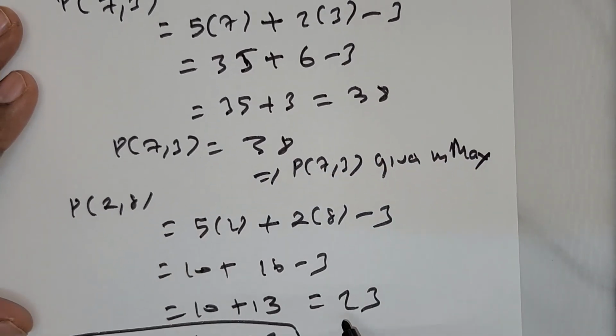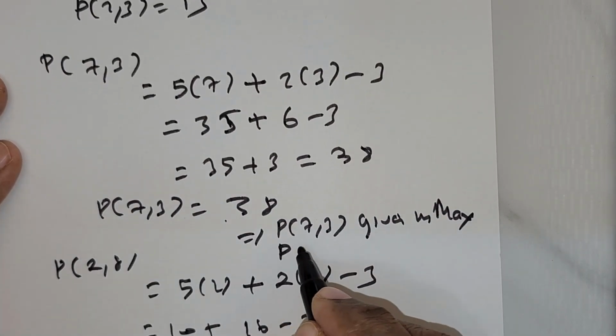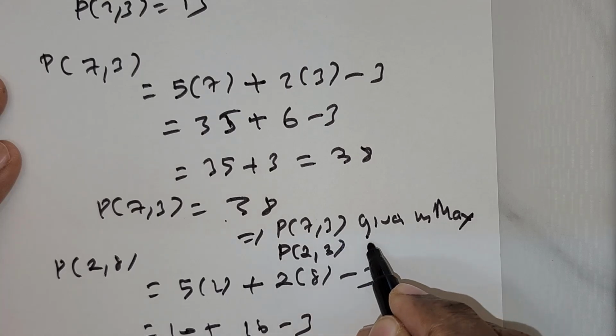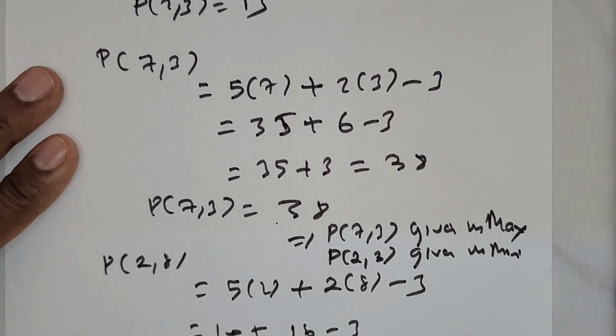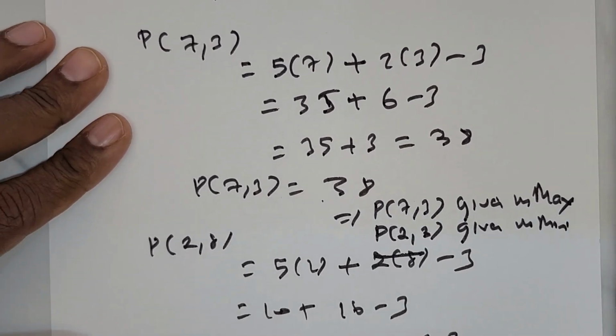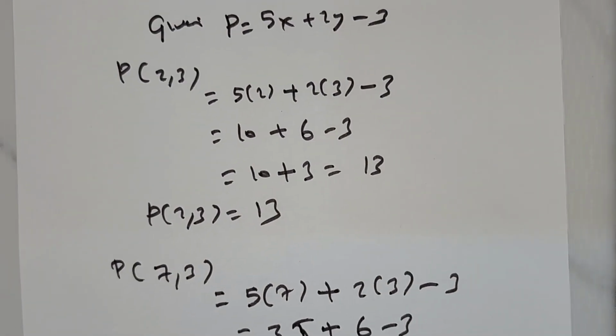And what is the minimum value here? This is 23, this is 38 and 13. Just in case P of (2, 3) gives the minimum. Probably in the next question they might ask you to provide this minimum value. So that is the solution for this question. So much for this.